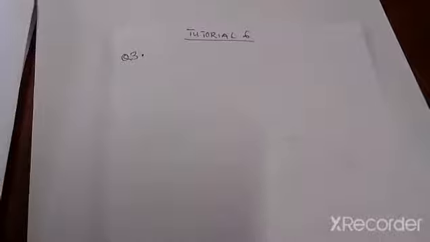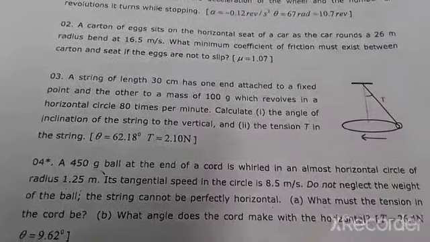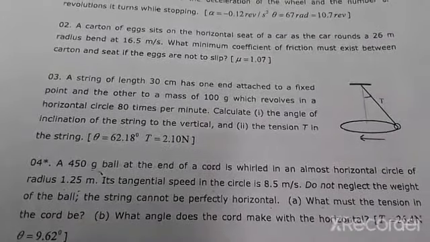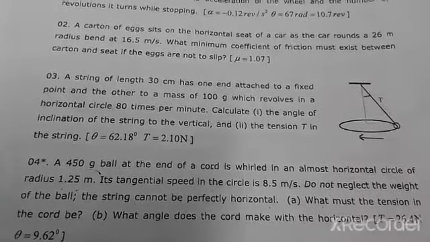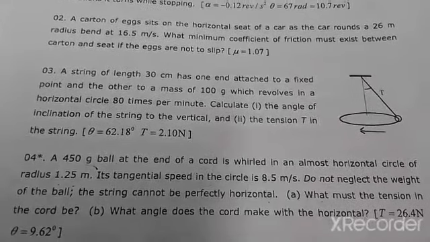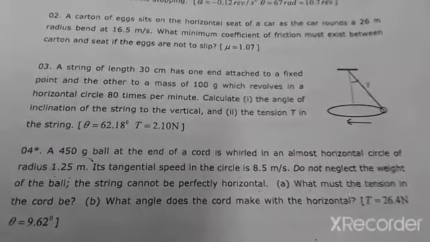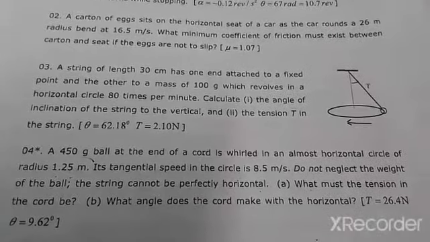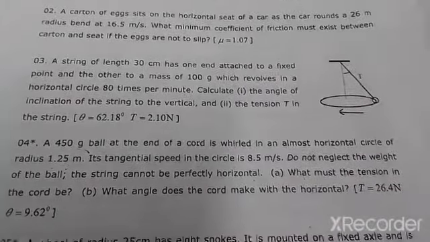We'll be doing tutorial sheet 6, question 3. So question 3 reads, a string of length 30 centimeters has one end attached to a fixed point and the other to a mass of 100 grams, which revolves in a horizontal circle 80 times per minute.